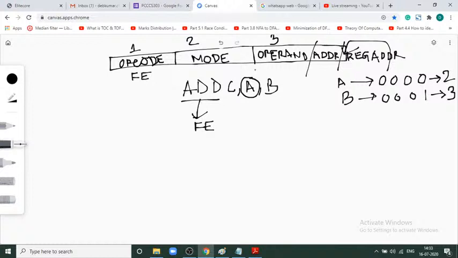Okay, so now you understand what is basically the value of field number 3. Field number 3 is 0000, which I assumed as the address of A, and 0001, which is the address of B, which is also going to be stored at field number 3.